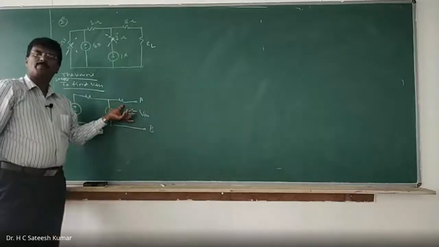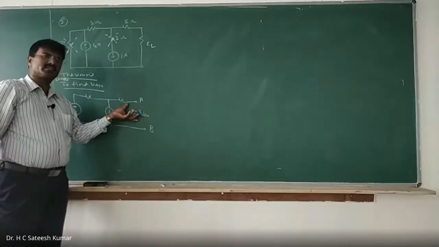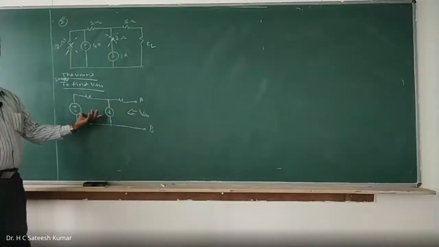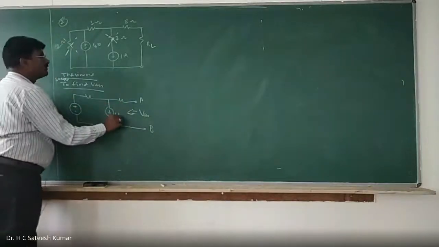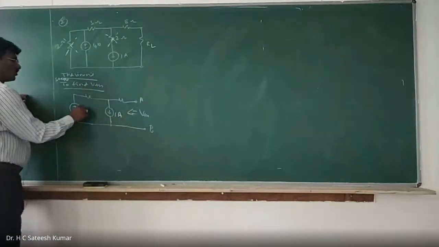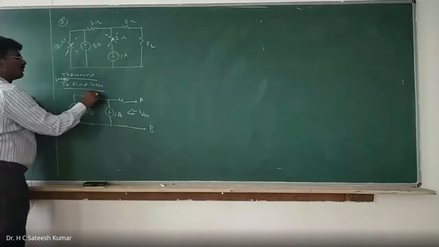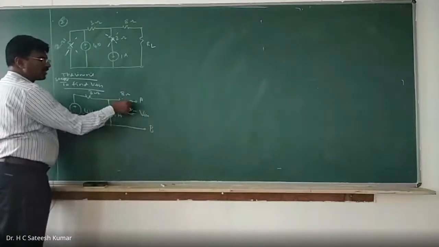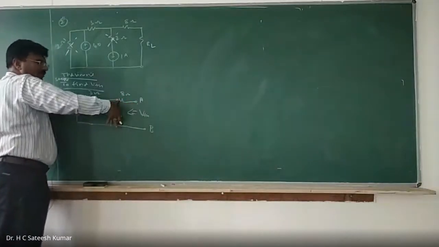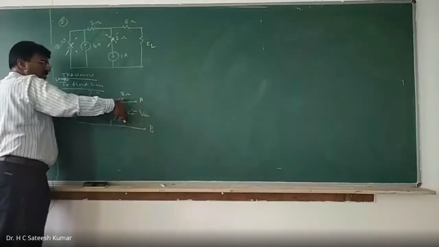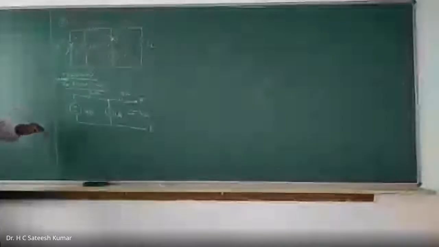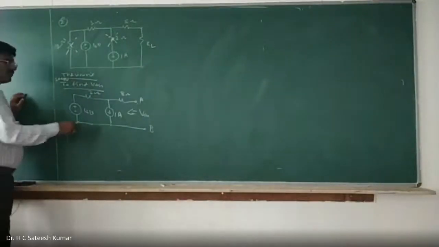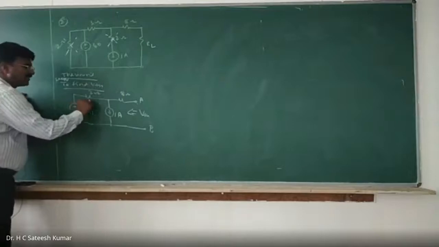VTH is the open circuit voltage seen from the load terminals with all sources active. That means the sources should exist. This is 1 amp. This is 4 volts. This is 3 ohms. This is 8 ohms. Now, this is open circuit, no current will flow, and whatever the voltage is here, the same voltage will be there. How will you find that? This is a very interesting problem. Carefully you should observe that. So what should you do? Find out the VTH and apply KVL.